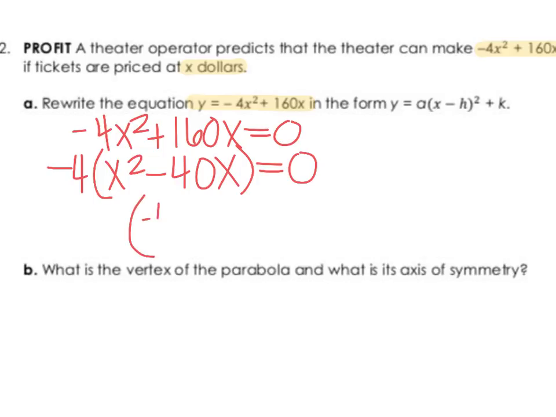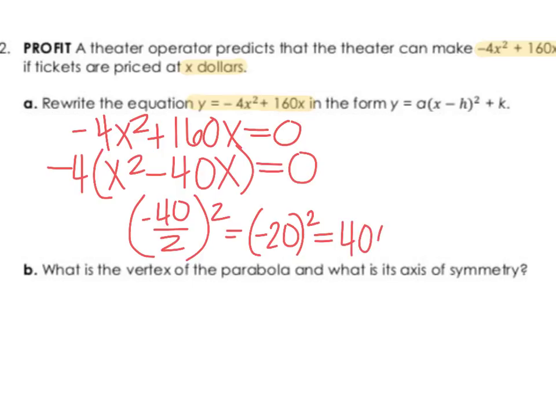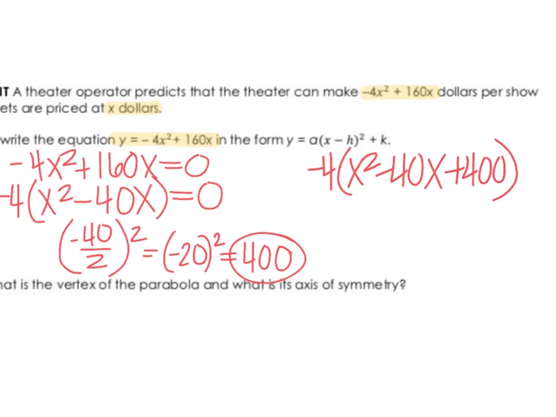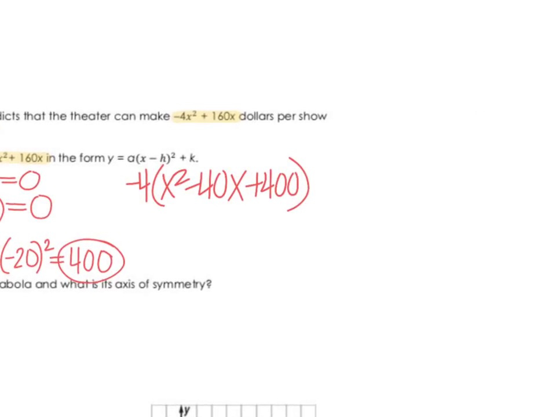And then we're going to be completing the square, so we want to take our b, which is -40, divide it by 2, and square it. So we end up with -20 squared, which gives us 400. So our magic number that we're going to be adding is 400. On the left, we rewrite as -4 times x squared minus 40x plus 400, because we're adding 400 in order to make a perfect square trinomial.